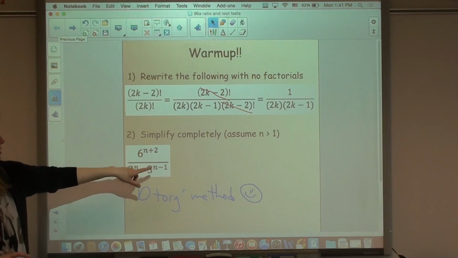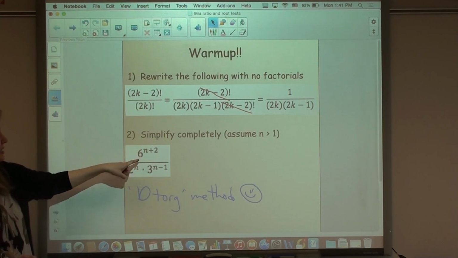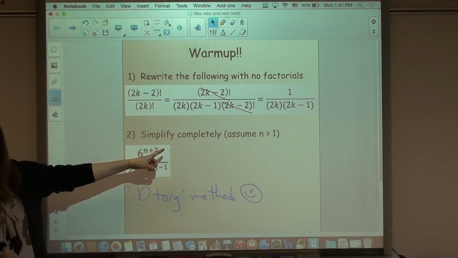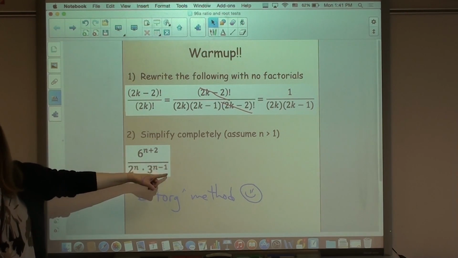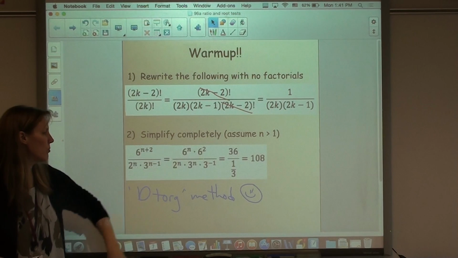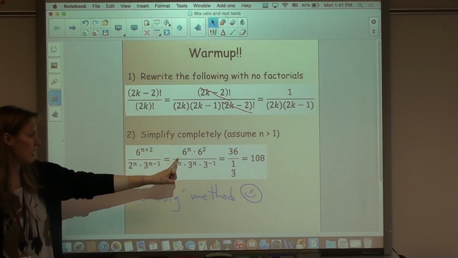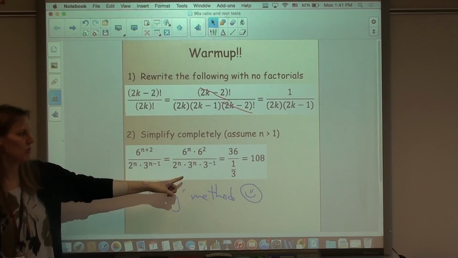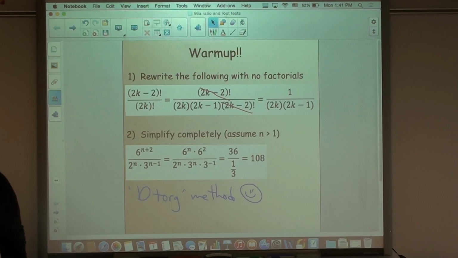To break down exponents, remember 6 to the n plus 2 is the same thing as 6 to the n times 6 squared, right? And then 3 to the n minus 1 is 3 to the n times 3 to the negative first. So if you write all of them with powers of n, then your 6 to the n over 2 to the n, 3 to the n all cancels, and you're just left with 36 over a third, which is 108. All right, good.